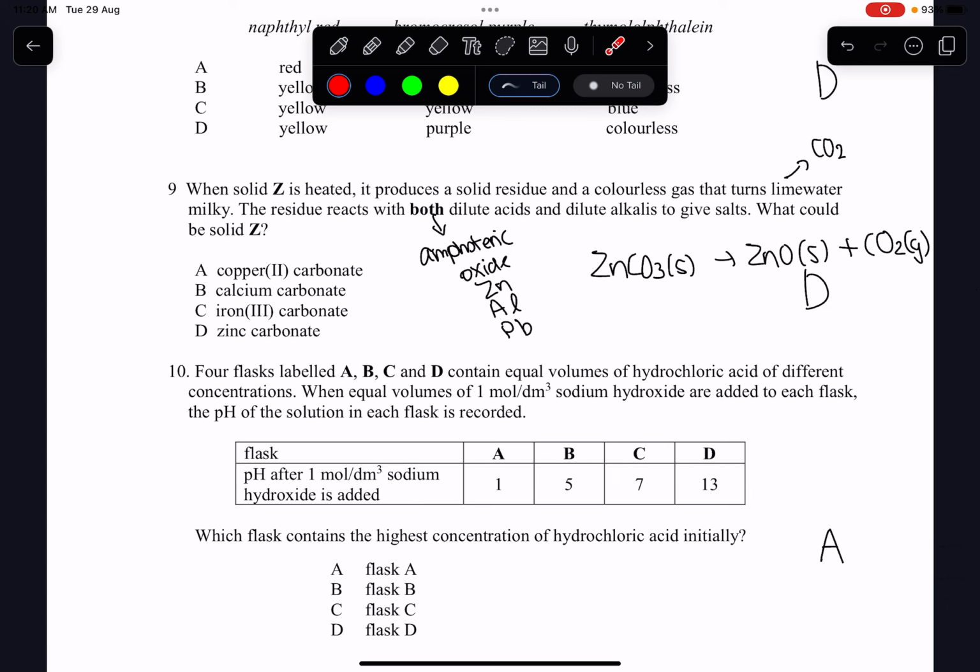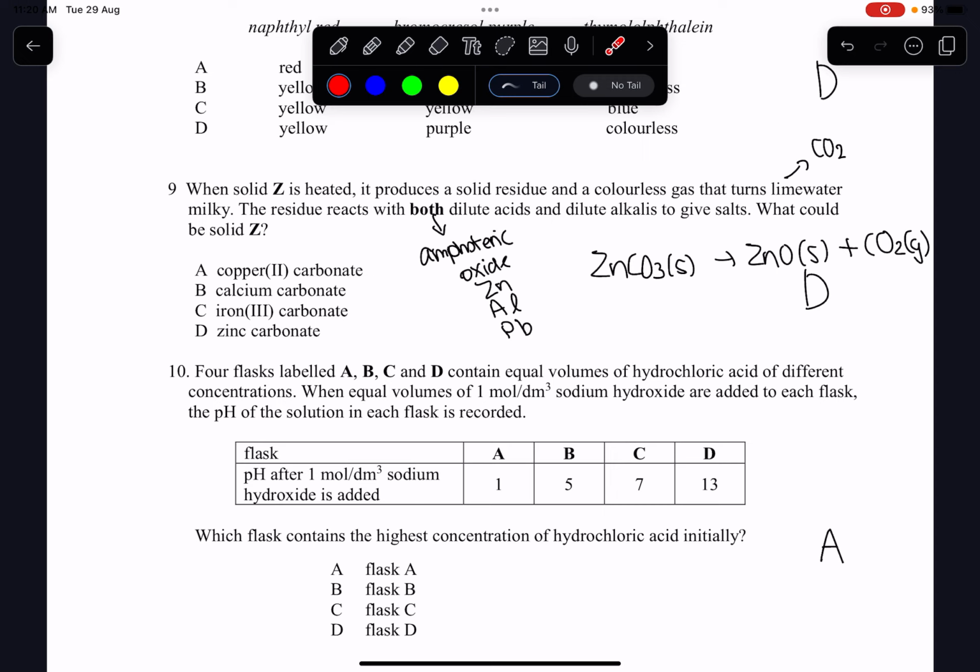Question 9. When solid Z is heated, it produces a solid residue and a colorless gas that turns lime water milky. That means the gas must be CO2. The residue reacts with both dilute acid and dilute alkali to give salts, which means the residue must be an amphoteric oxide, ZAP, zinc, aluminium, lead oxide. What could be solid Z? Solid Z has to be zinc carbonate. A, B, C are non-ZAP.